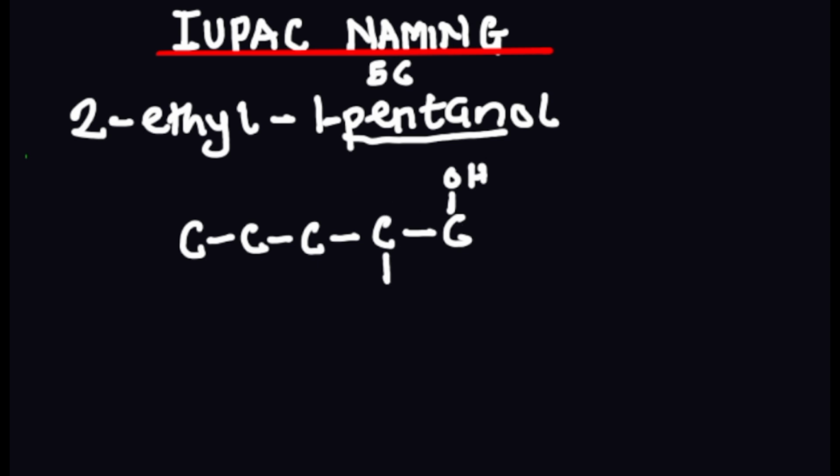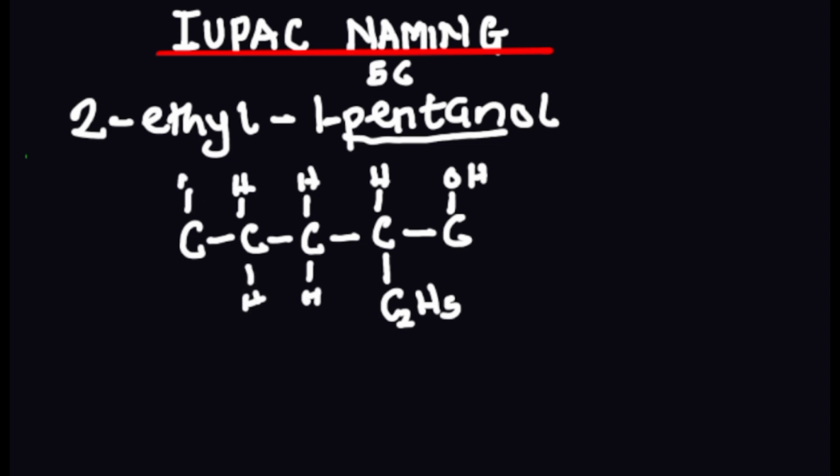We're going to have C2H5 here. So this is going to be hydrogen, and you fill the rest with hydrogen, and then hydrogen here and hydrogen here. So this is going to be 2-ethyl-1-pentanol, because this is carbon number 1 and this is carbon number 2. On carbon number 2, you are going to have the ethyl group, and this is the ethyl. That is 2-ethyl-1-pentanol.